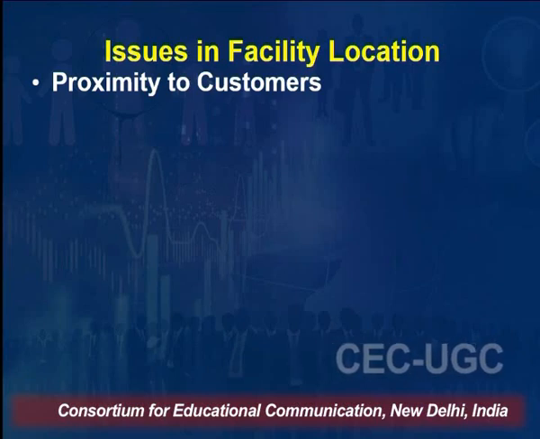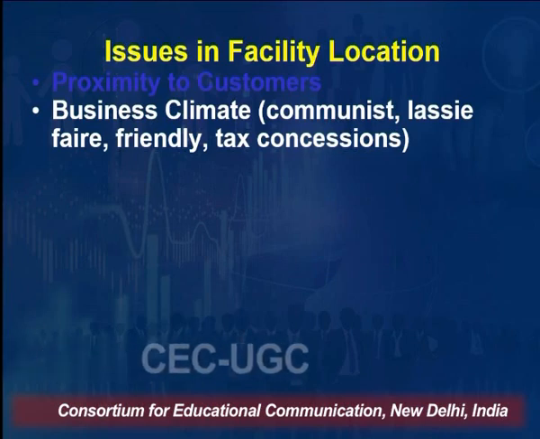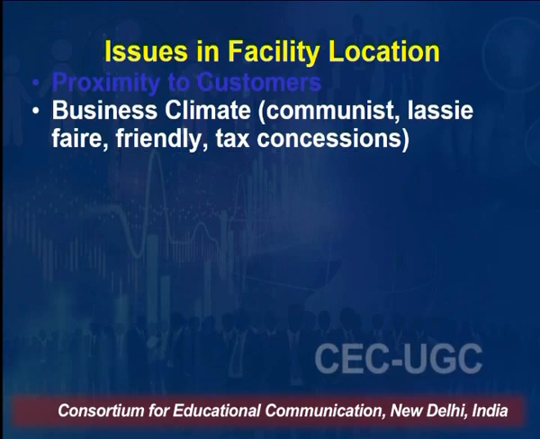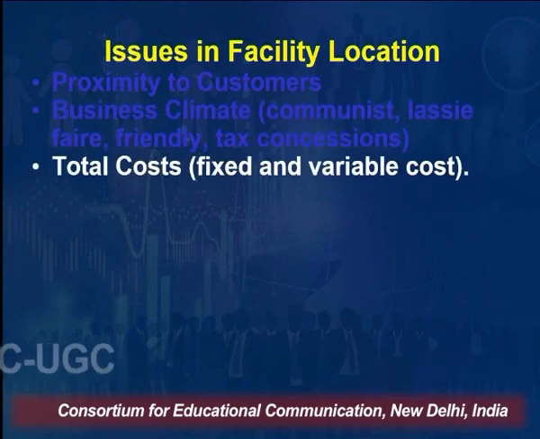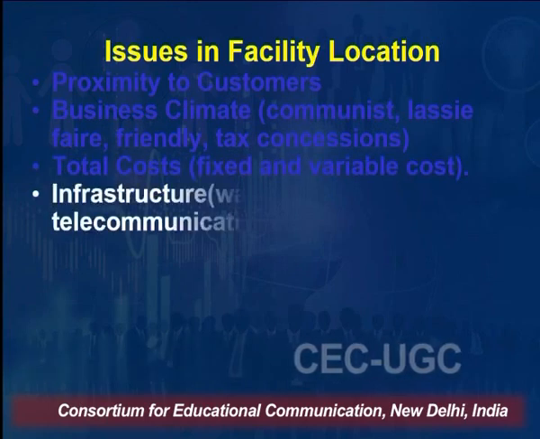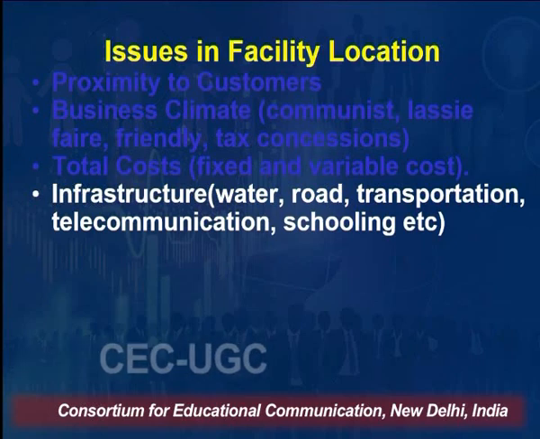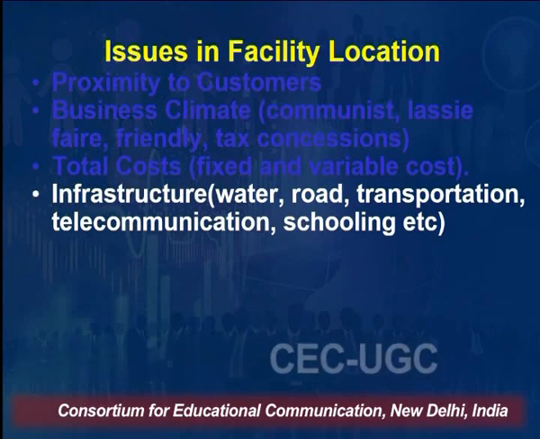So what are the issues in facility location? Once again, proximity to the customer, business climate. It should not be that a lot of unions are there. Tax concessions, etc. Total costs, you have to see your fixed cost and variable costs, about which we have talked earlier. You have to see whether infrastructure, water facility, road, transport, telecommunications, schooling for the kids of your employees are available or not.